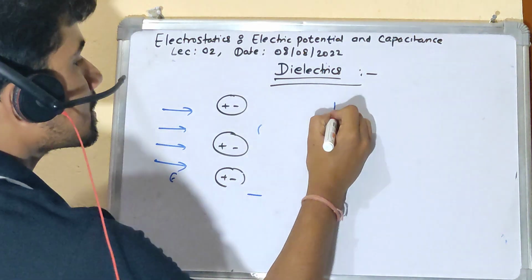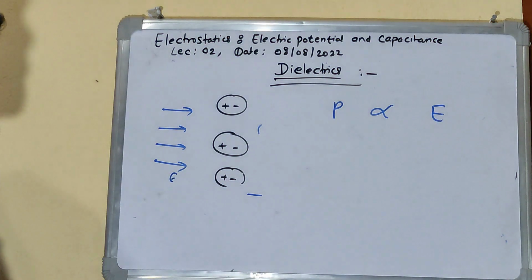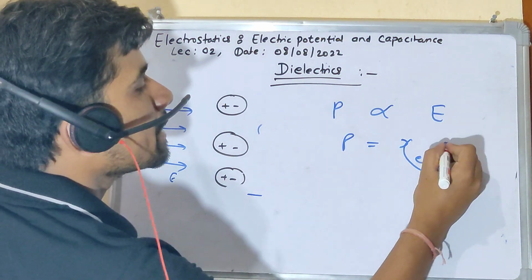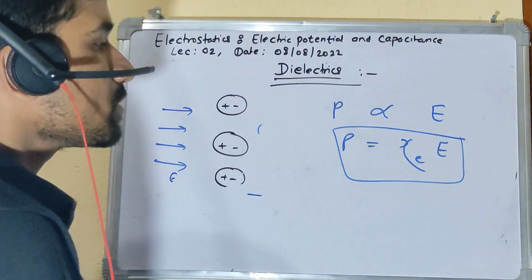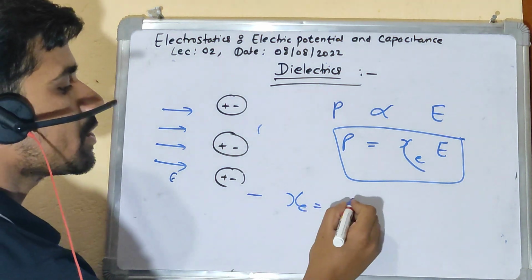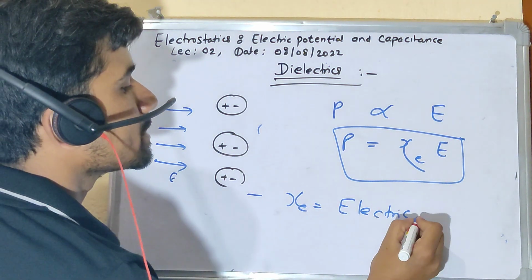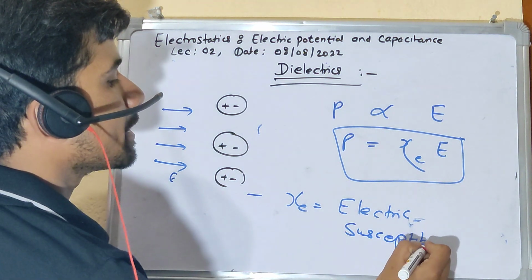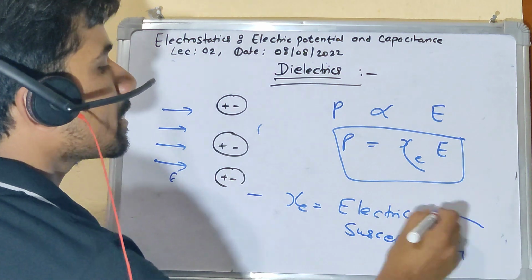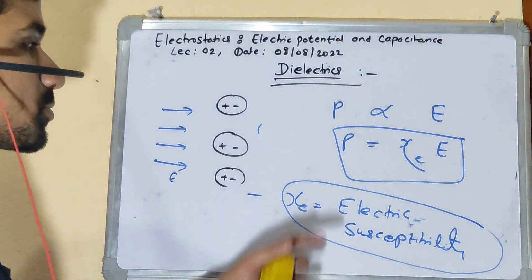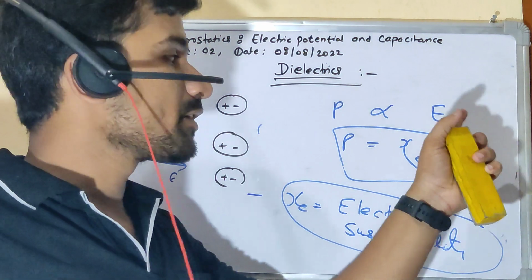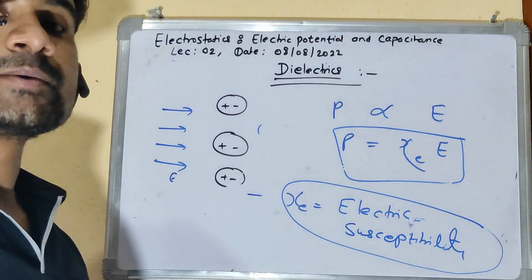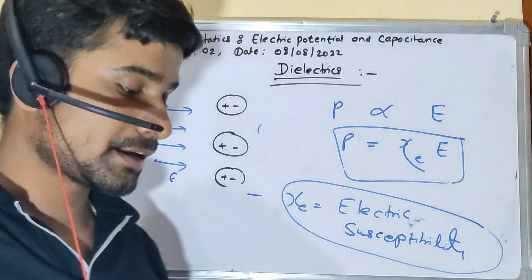So this amount of polarization is directly proportional to the electric field, and if I remove the proportionality, it is given by chi_e times E. This chi_e term is called electric susceptibility, and it is a constant characteristic of a dielectric. So the amount of polarization is proportional to the external electric field applied, and on removing the proportionality we get a constant called electric susceptibility, which is a characteristic of a dielectric.